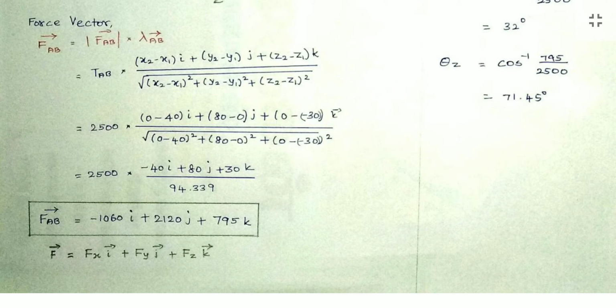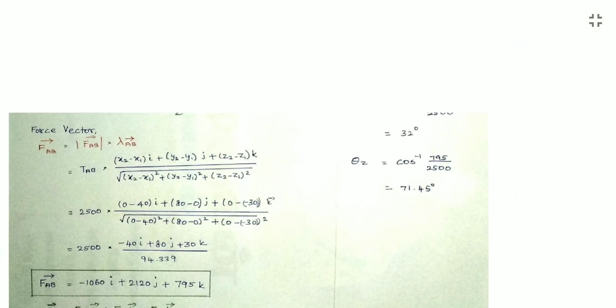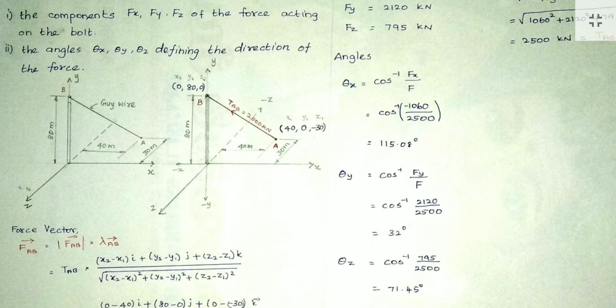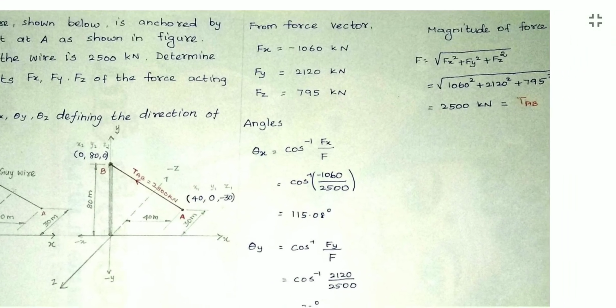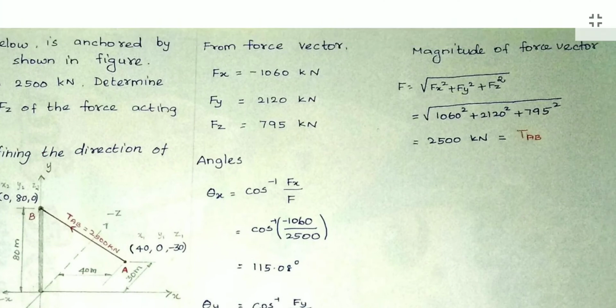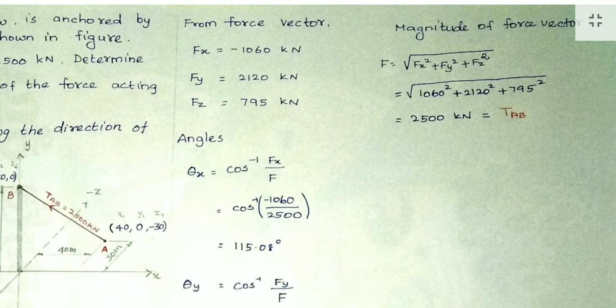Force vector FAB means it has Fx i, Fy j and Fz k. So in the i component, Fx is equal to minus 1060. Fy is equal to 2120. Fz is equal to 795. So we got the values of Fx, Fy and Fz, right? Then angles.